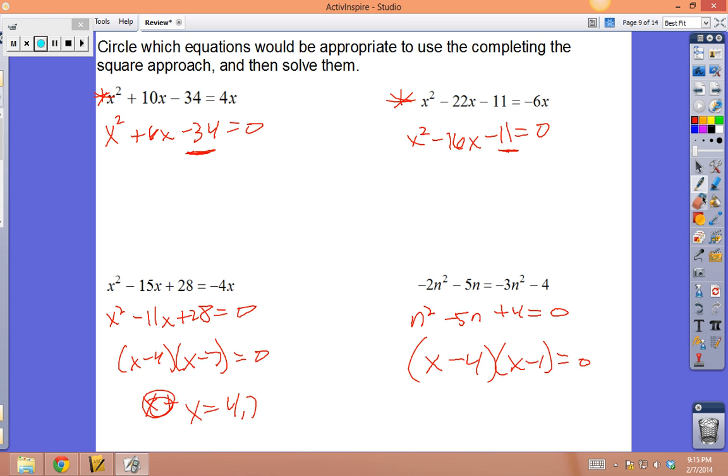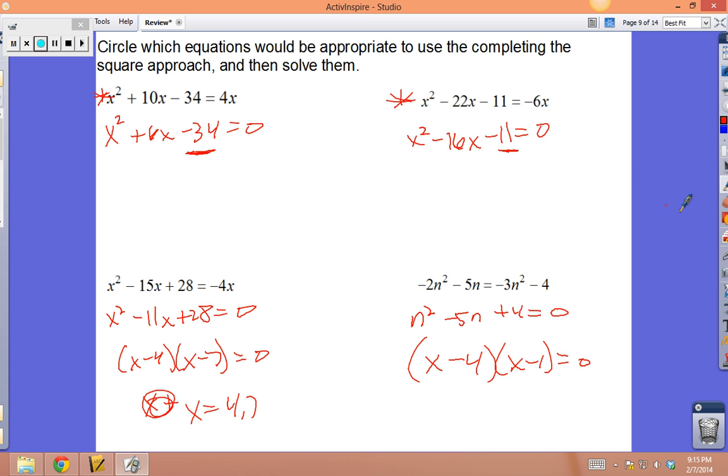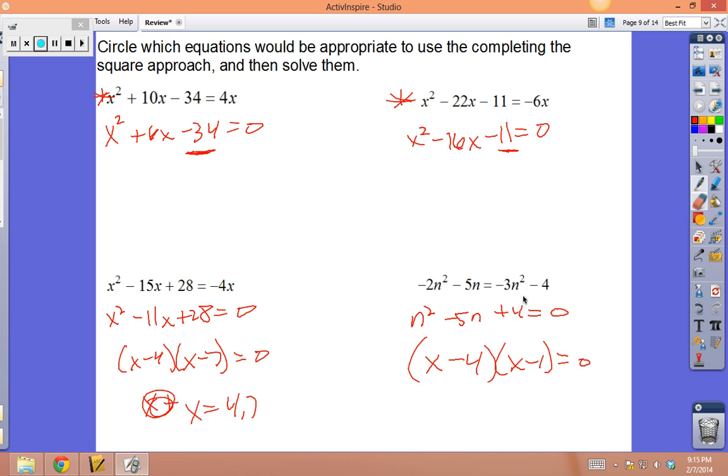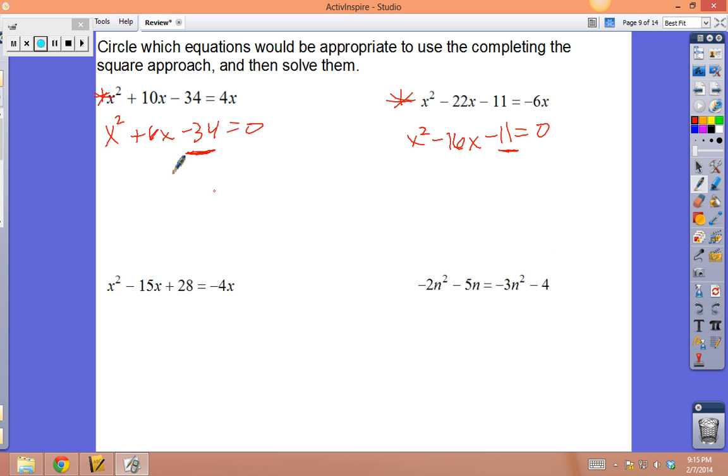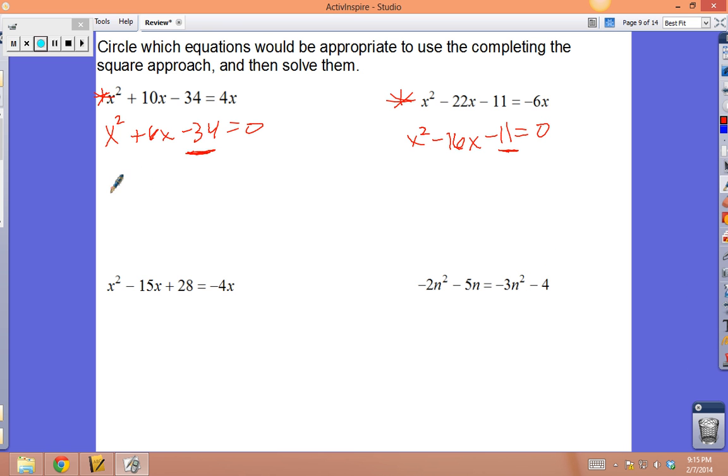The top two, because my c's are not really what I want, they're messing me up. So I'm going to create a perfect square. I'm going to complete the square. I'm going to get the c to the other side, so I'm going to go x squared plus 6x is equal to 34, and I'm going to replace it with 9. And I'm going to add 9 on this side, and I have to add 9 on this side.